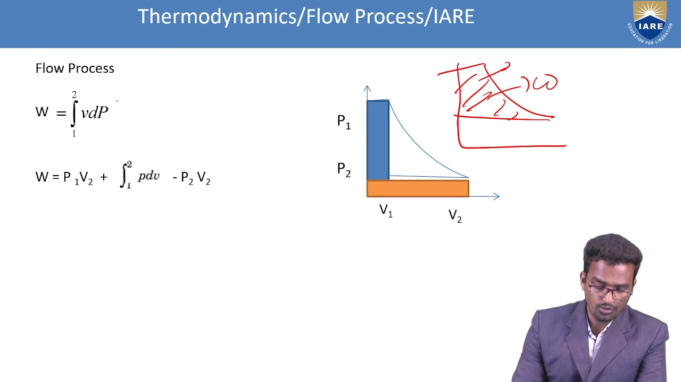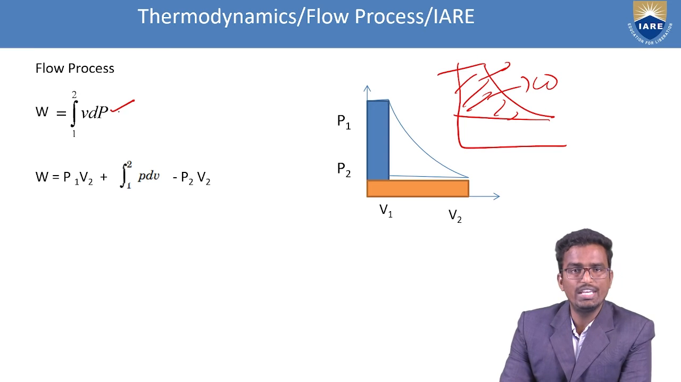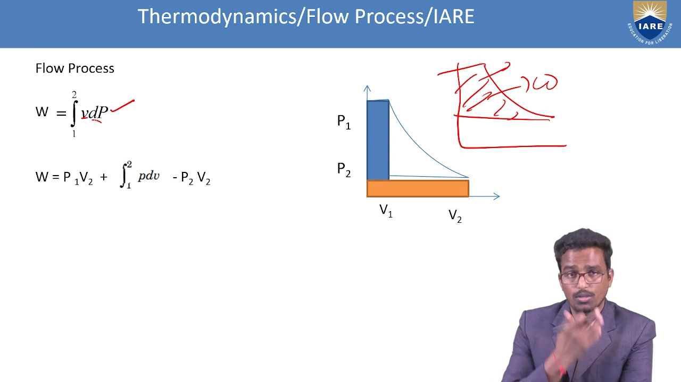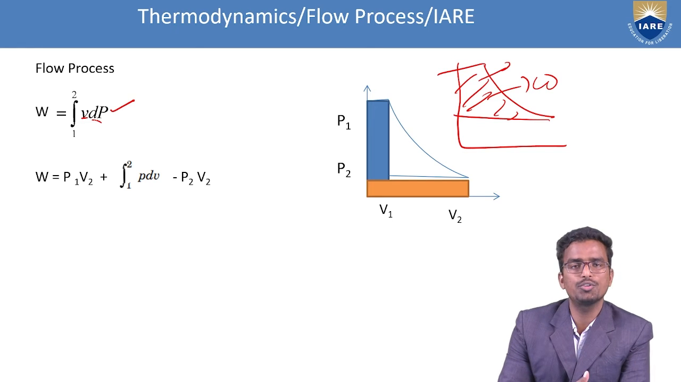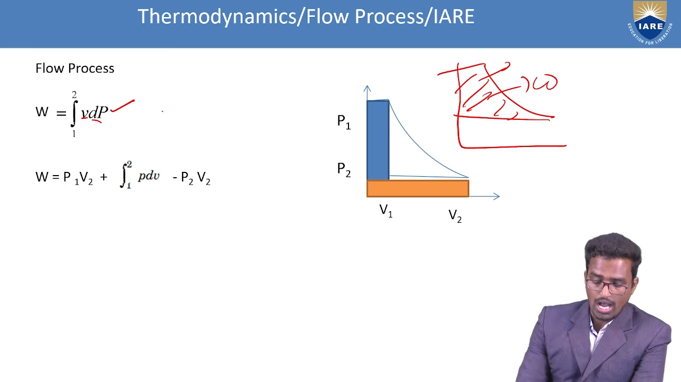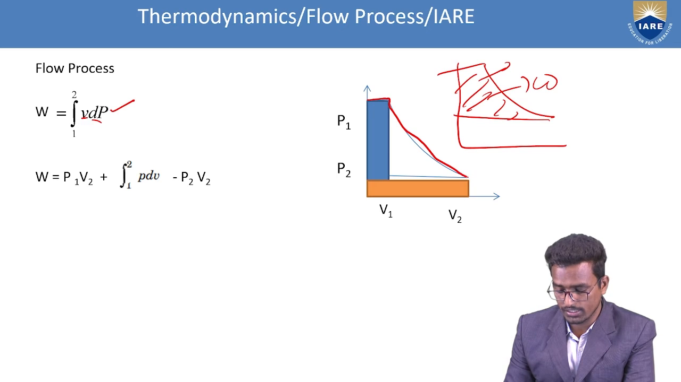We know that the work equation is the integral from 1 to 2 of V dP. That means V is the volume, dP is the change in pressure. In a flow process, it depends on the change in pressure conditions. From the diagram we can understand that it is the area to the left of the system. If you take this as the left of the system, this is what you want.